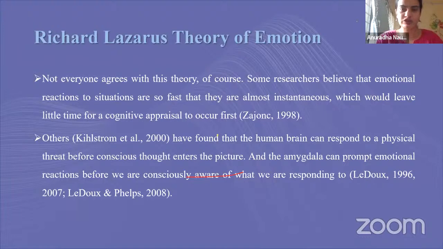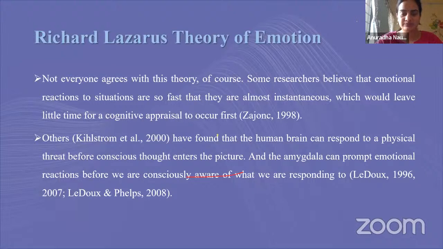But this theory also had its critics. Not everyone agrees with these theories, of course. Some researchers believe that emotional reactions to situations are so fast that they are almost instantaneous, which would leave little time for cognitive appraisal to occur first. Others have found that the human brain can respond to a physical threat before conscious thought enters the picture. And the amygdala can prompt an emotional reaction before we are consciously aware of what we are responding to.